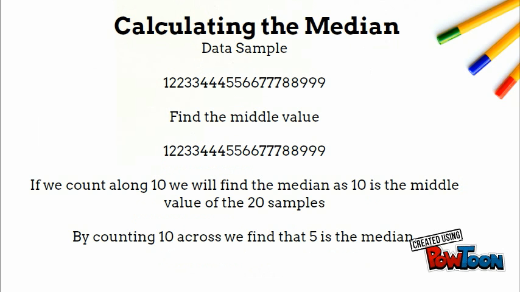To calculate the median, the data must be a numerical value as shown below. To find the median, you must find the middle value. As the sample has 20 numbers, we must count across 10 to find which is the middle value. By counting 10 across, we find that 5 is the median for this data sample.